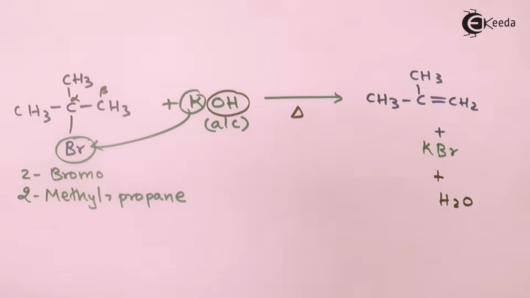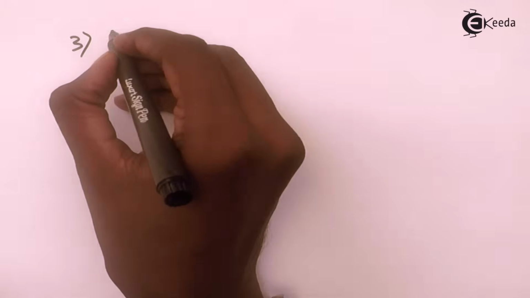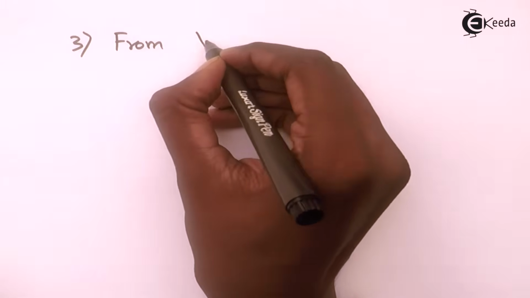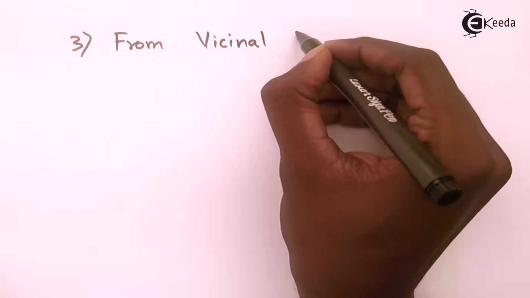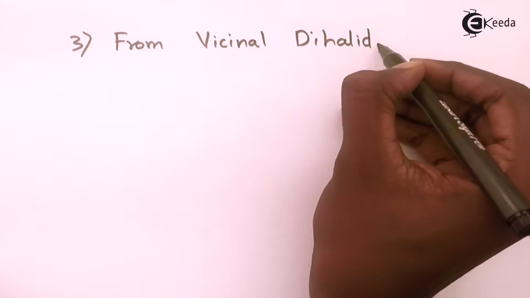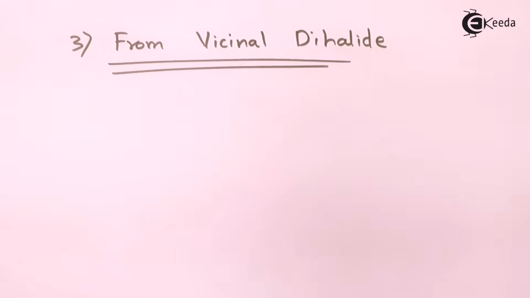So these are the two terms that we have talked about, and now let us move on to the next one, that is how can we prepare an alkene from a vicinal dihalide. So let us talk about that. So now we are going to prepare an alkene from a vicinal dihalide. The first thing is we should know what a vicinal dihalide is. Vicinal, as the name itself suggests, means the two halides would be vicinal to each other. Let me explain with an example.